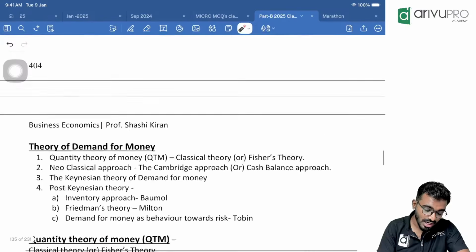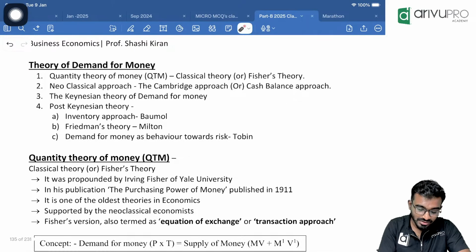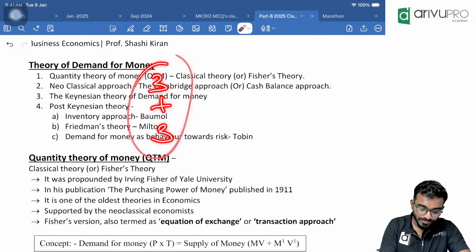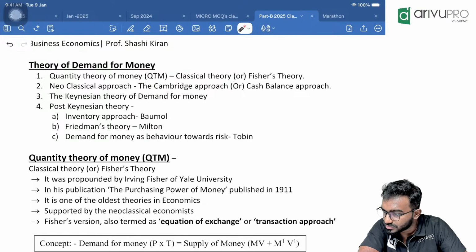Now let us go to the heart of the chapter. Theories of demand for money. So there are 3 plus 3 theories. Total 6 theories are there. These 6 theories are most important.